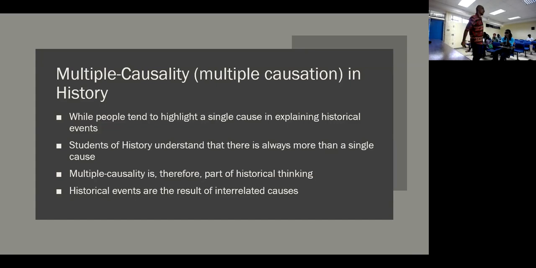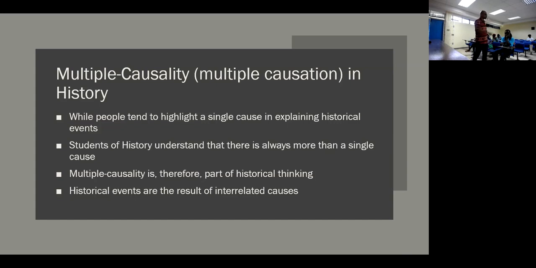What's the cause behind the Haitian Revolution? It is the French Revolution. It is the North American Revolution, or the US Revolution. It is, I don't know, the conditions of the enslaved people in Haiti, the level of exploitation.